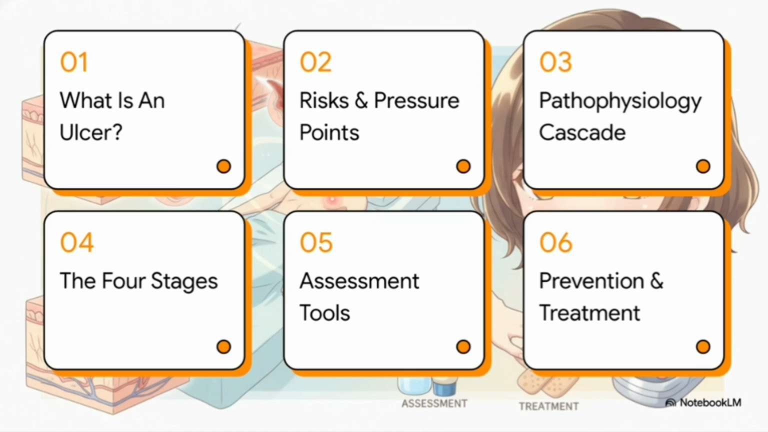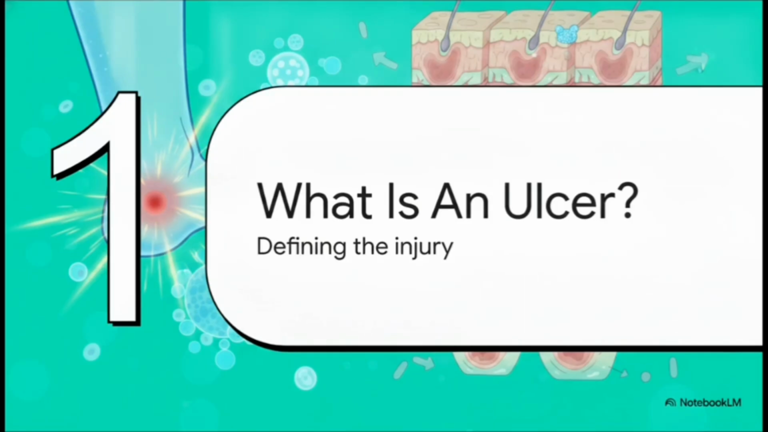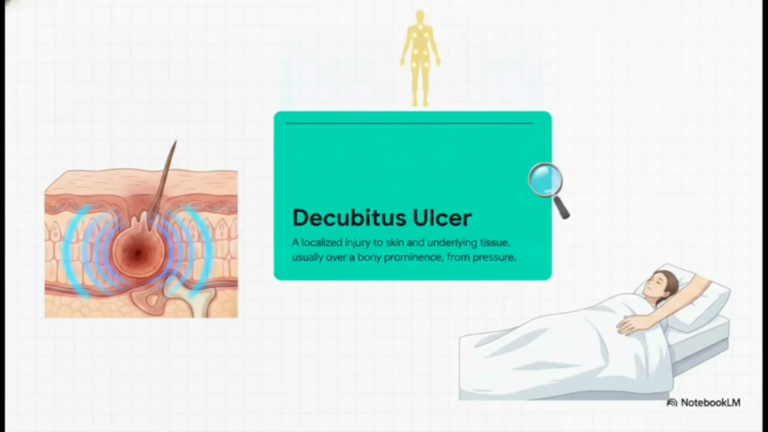Let's get to it. All right, section 1. What is a decubitus ulcer? Let's quickly define exactly what we're looking at here. So a decubitus ulcer, what we commonly call a pressure ulcer or a bed sore, it's definitely not just a surface scratch. It's a localized injury to the skin and the underlying tissue. This almost always happens right over a bony prominence as a direct result of prolonged, unrelieved pressure. Simply put, it's an injury of sustained compression.